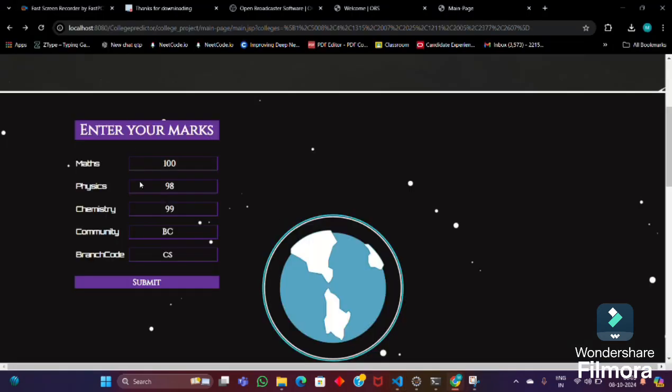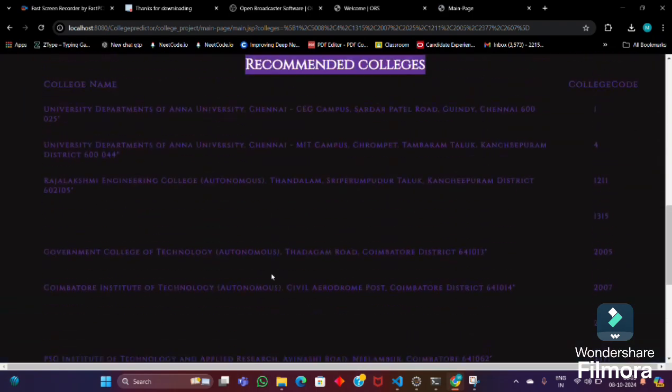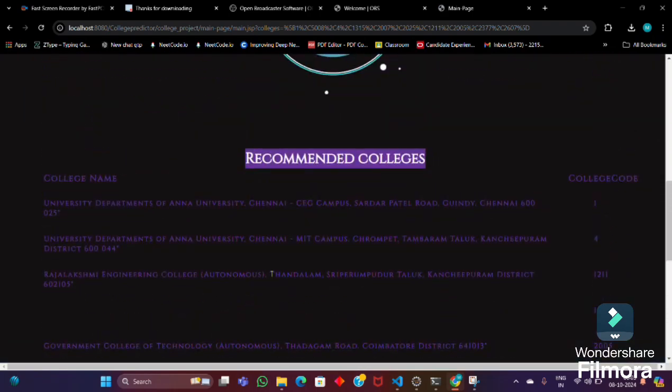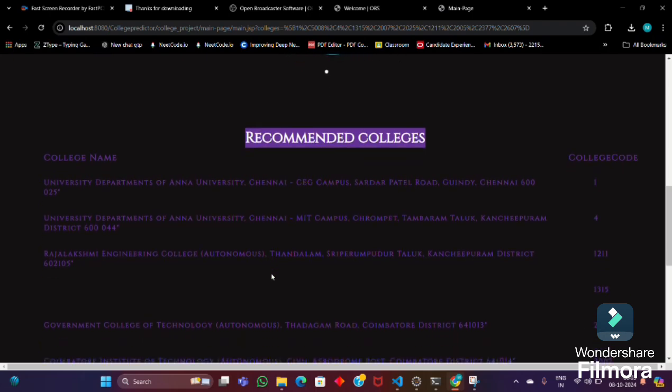So when we enter the marks, which community, and which branch we are about to join, we just hit submit. It will give me the predicted college or recommended college for me based on my cutoff and the community under the desired group I want to join.